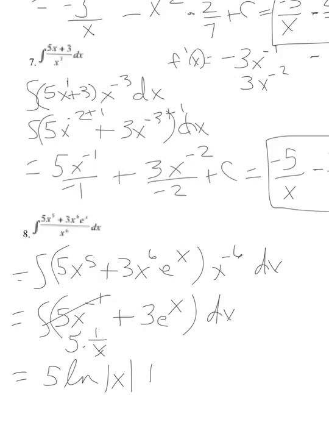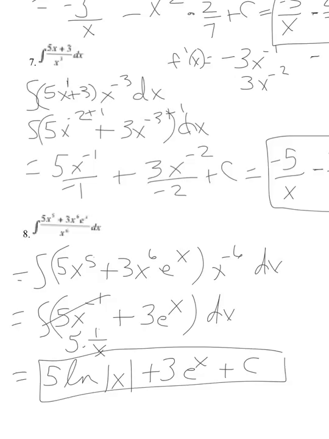I see a 3. So I keep it. That's my constant multiple. How do you integrate e to the x? It's just what? And then we need our plus c. And we could double check that one, but there's really no need.